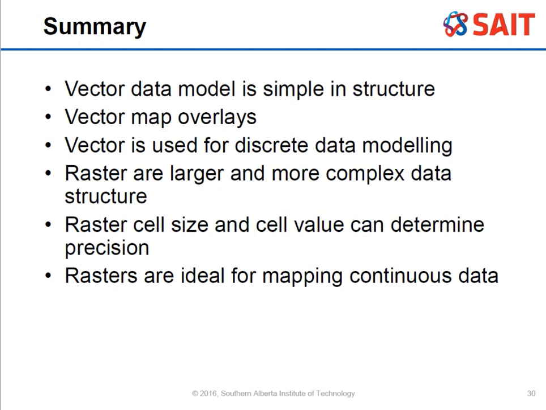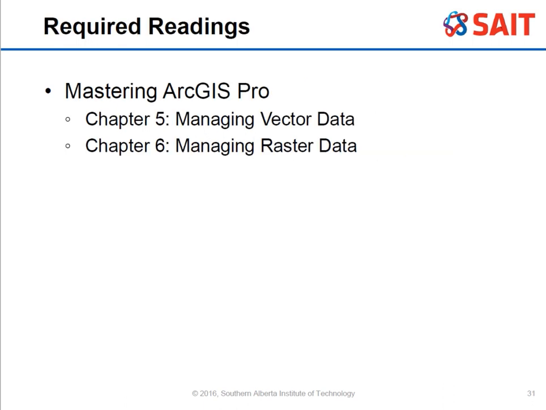So in summary, vector data is a simple structure to develop. You can use overlays, and you can see through each of the overlays, which is helpful. And you use it for discrete modeling. Rasters are larger and they require more space. And they're a little bit more of a complex data structure because it's a whole bunch of cells stuck together. But the cell size and the cell value can determine the precision of the data, and it also determines what you can see. And rasters are ideal for mapping continuous data. So that is the theory that you need to know for this particular objective.